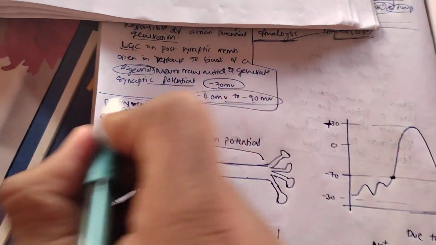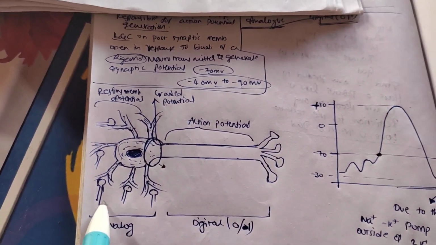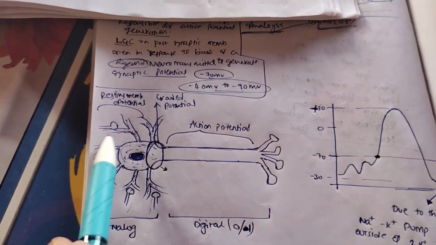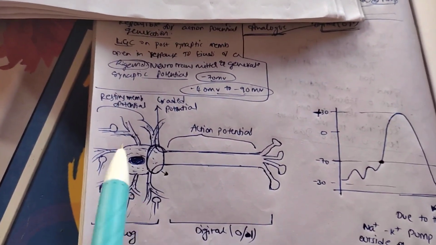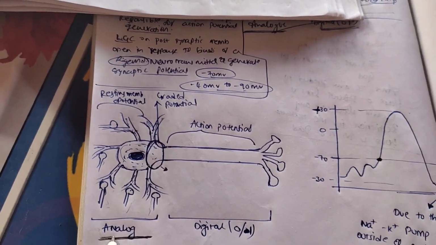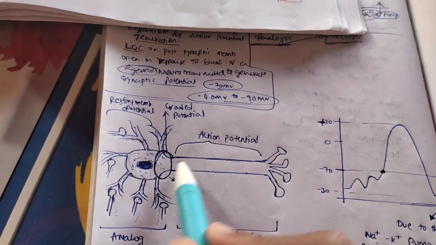Here it is, a neuron. You are seeing a neuron, and if you see here, many telodendrites are connected like this. These telodendrites carry information from various neurons, and hence we call it analog. Analog means many. It will take many signals, not a single signal. So it is called an analog signal.